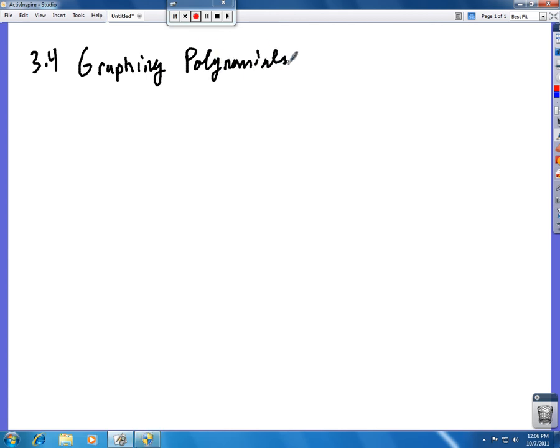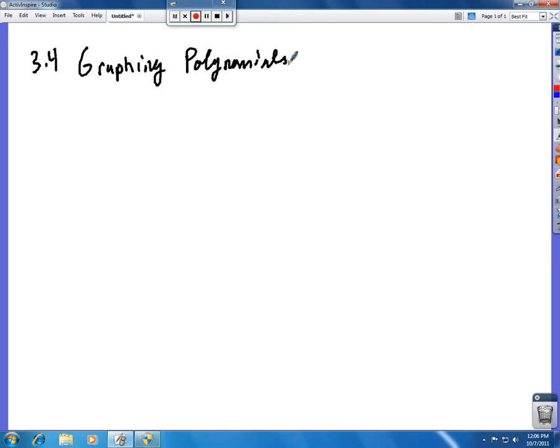Okay, we're continuing, or starting, section 3.4, and this is basically graphing functions like polynomials. So we're graphing polynomials.